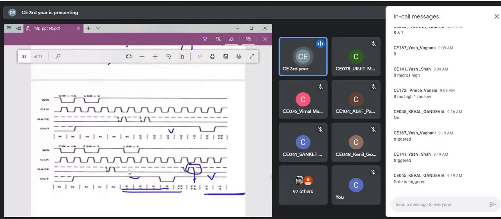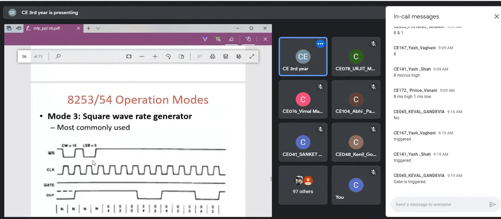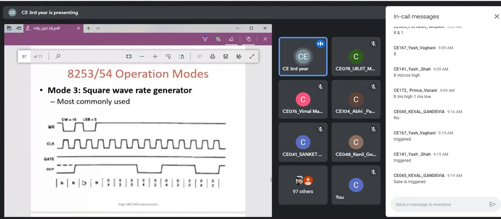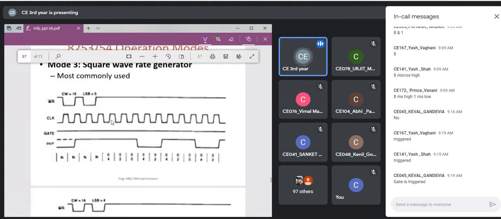Now we need to learn just one mode that is remaining, that is mode 3. And it is a very important mode. It is a square wave generator, most commonly used one. Okay, so what we will do here, see, this is a control word for selecting counter, selecting mode, and read-write operation in LSB or MSB or both.